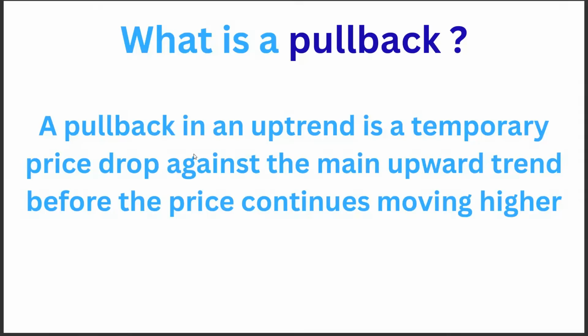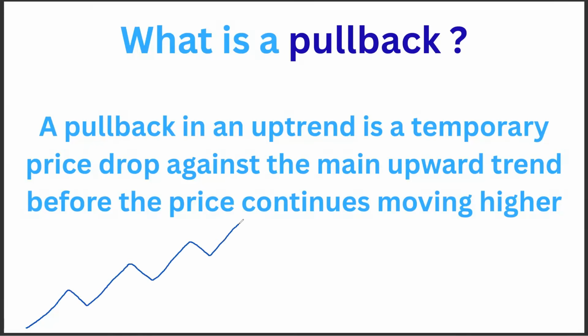Now, let us understand what a pullback is. I think all of you know that, but just for a simple explanation, a pullback is nothing else but, in an uptrend, a temporary price drop or a pause against the main upward trend before it moves in its original direction. So this is nothing else but a pullback. This is an entire uptrend. These are small pullbacks. So here is where you need to buy. How to do it, I'll show it to you.